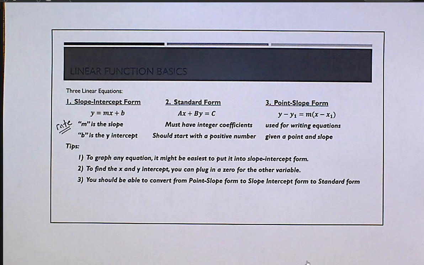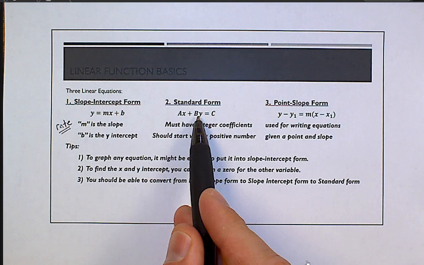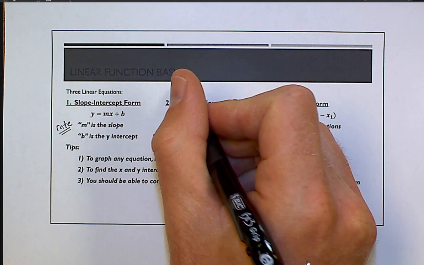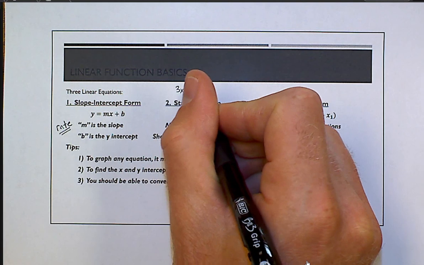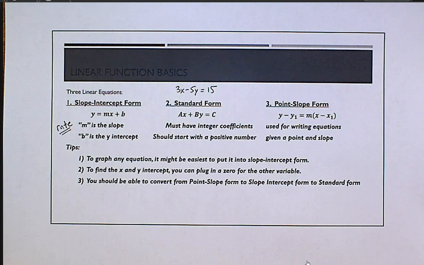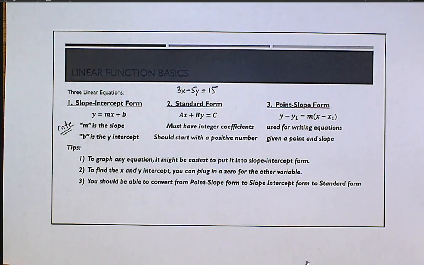Second thing is you have standard form, where your a value and your b value, with the x and y, are together on the same side. So for example, something like 3x minus 5y equals 15. You're allowed to find the intercepts with that, but that's called standard form when your x and y values are on the same side of the equal sign.